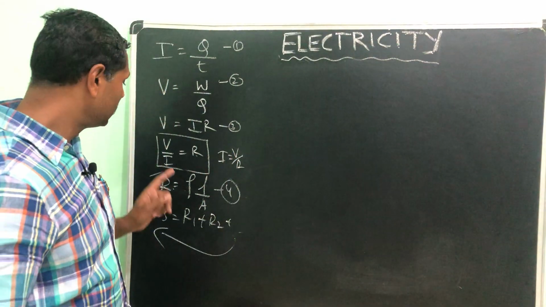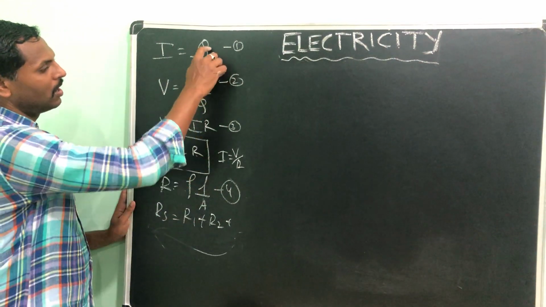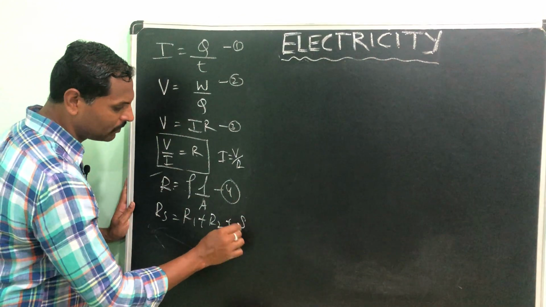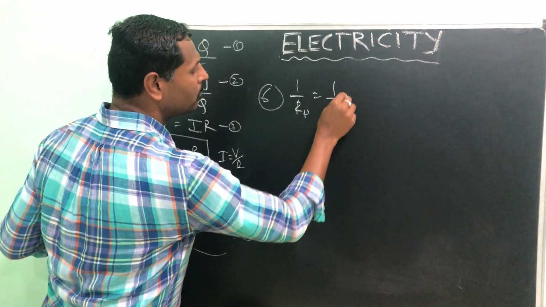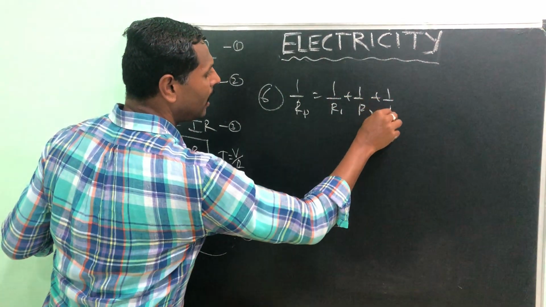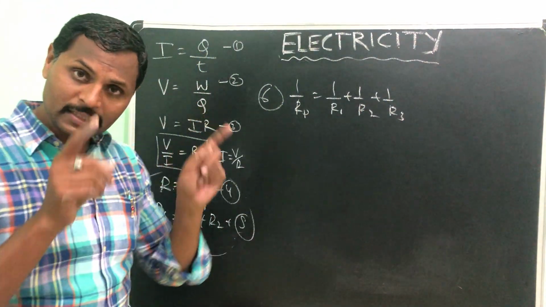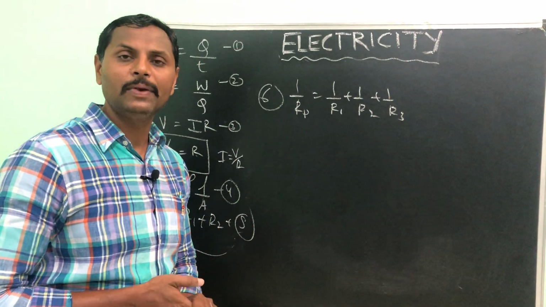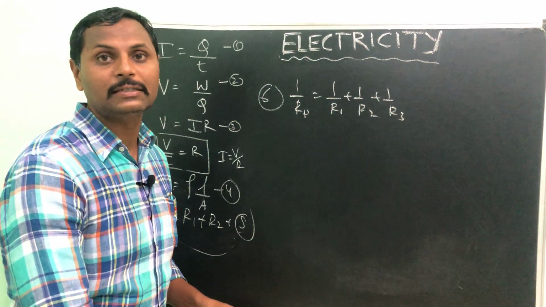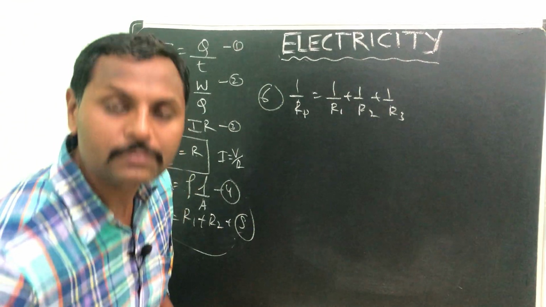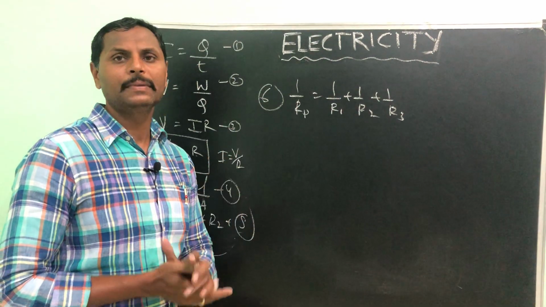So far we have discussed resistances in series, resistances in parallel. So, how many formulas we got now? 1, 2, 3, 4, and this one is the fifth one. Sixth one, 1 by Rp is equal to 1 by R1 plus 1 by R2 plus 1 by R3, like this. Okay, understood? Okay then. So, if you want to reduce the resistance in a circuit, simply connect the resistances in parallel. If you want to increase the resistance in a circuit, connect the resistances in series, that is it.